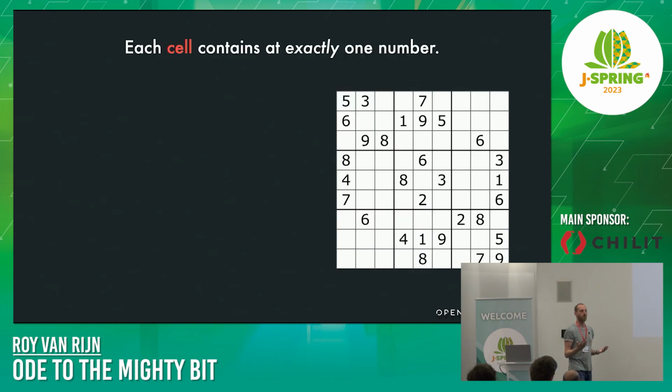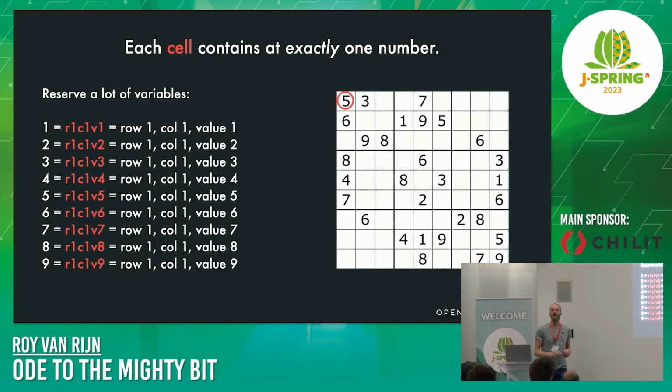Let's start with the first rule. The first rule is each cell contains exactly one number. So we're going to focus just on this first little cell. And we create 9 different booleans. I'm going to use labels in this case, just to make it a little bit easier to understand. You can always turn that back into a number. The first cell can be 1, 2, 3, 4, 5, 6, 7, 8, 9.